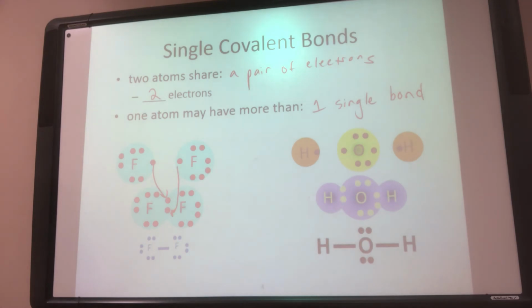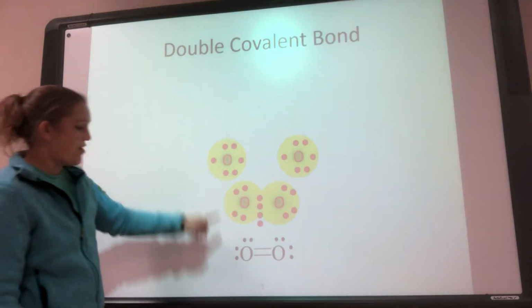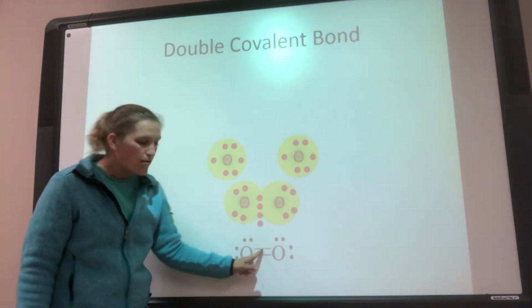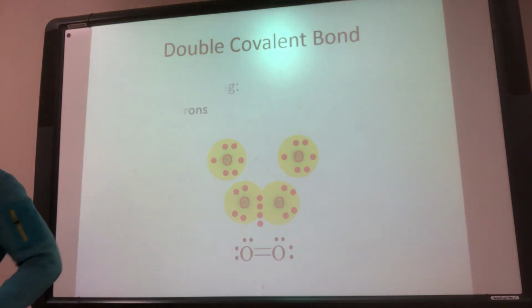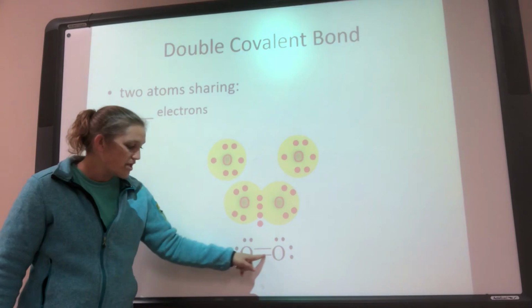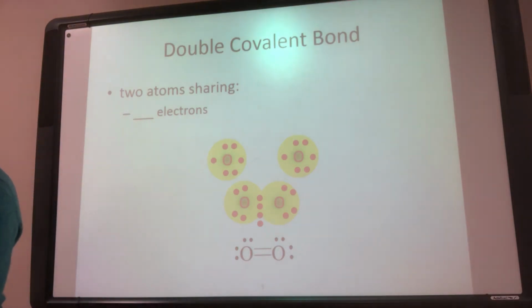So 1 bond, 2 electrons. So what if I said it was a double bond? If it's a double bond, if each bond is 2 electrons, how many total do I have here? I have 4 electrons, or I have 2 pairs of electrons. However you want to think about it.